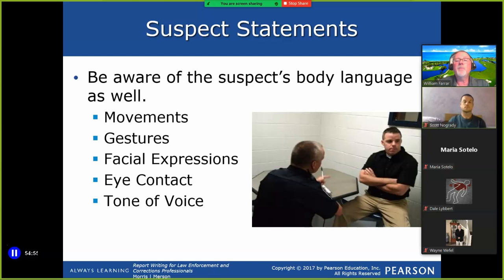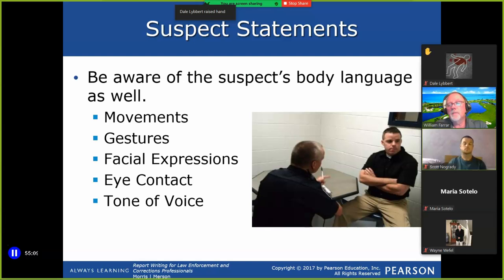Be aware of the suspect's body language, okay? Their movements. Are they nervous? Are they kind of twiddling their fingers? Are they rubbing their hands together? Okay. I always found it interesting where you could put something on the table, something small, and see if they start fidgeting with it, because that just shows that they're nervous.